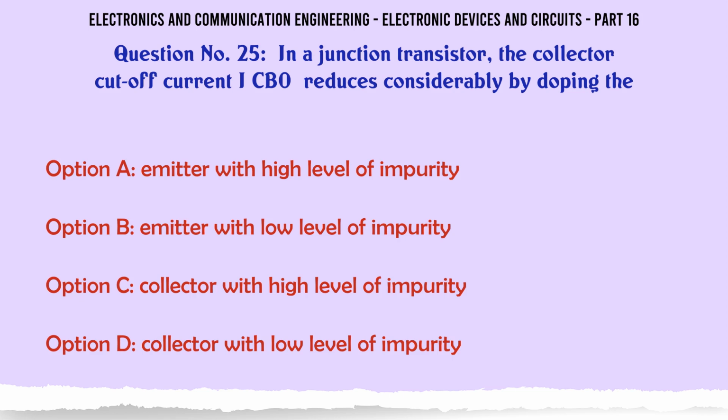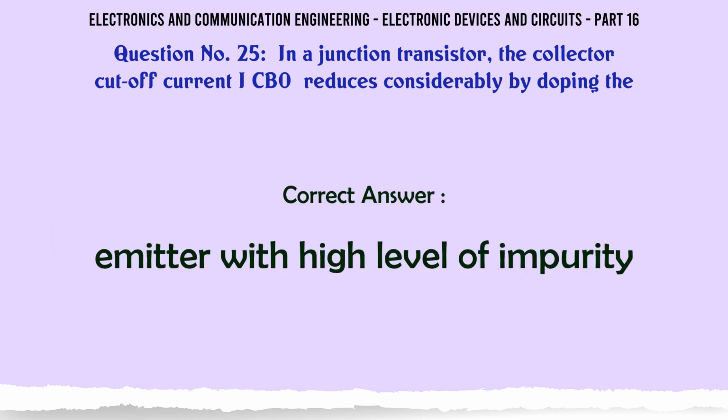Emitter with high level of impurity, B. emitter with low level of impurity, C. collector with high level of impurity, D. collector with low level of impurity. The correct answer is emitter with high level of impurity.